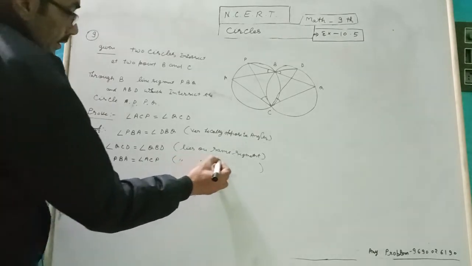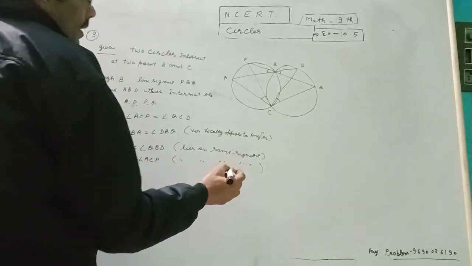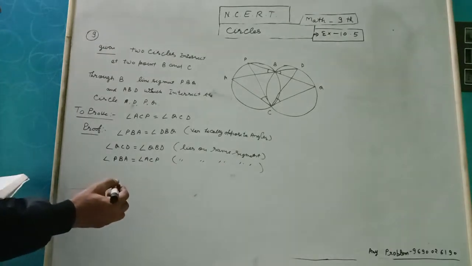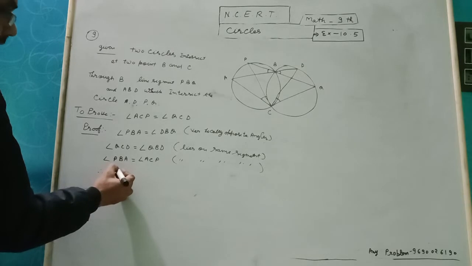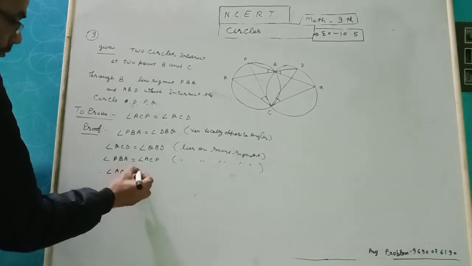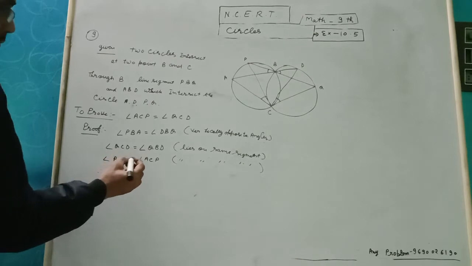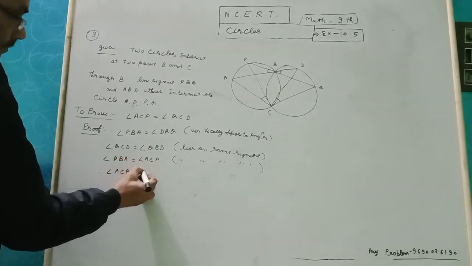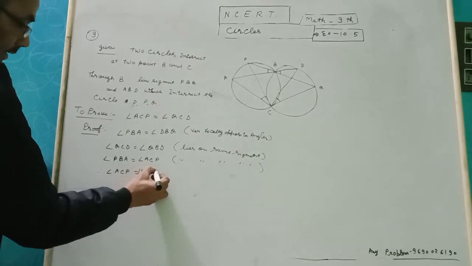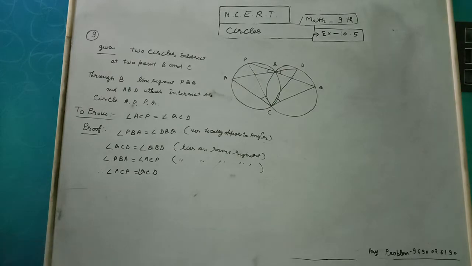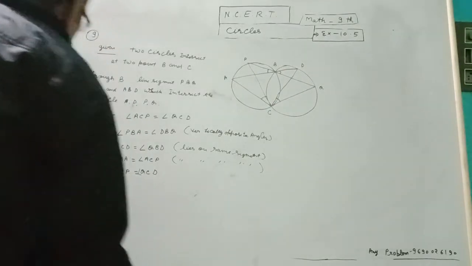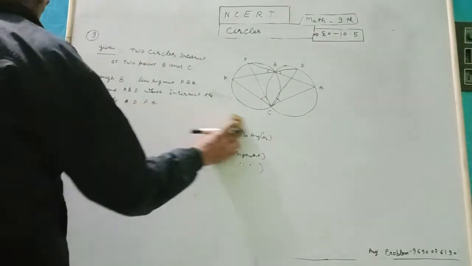as they lie on the same segment of another circle. Therefore, angle ACP is equal to angle QCD. Hence proved. That completes question number 9.